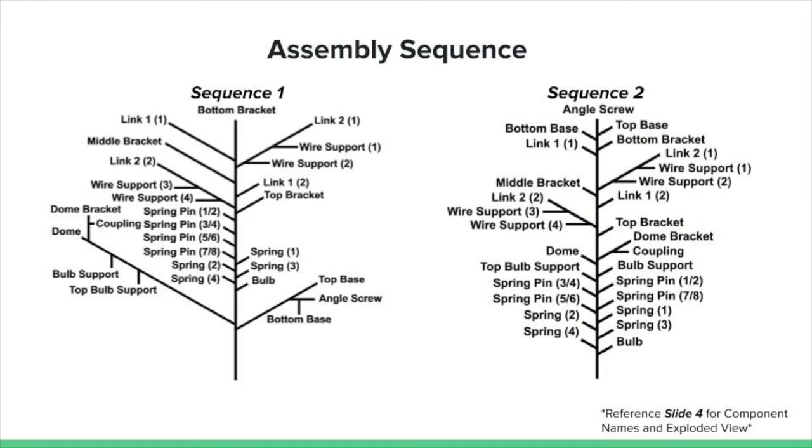We created two assembly sequences for our product. The first, sequence 1, is a very modular sequence. It focuses on the assembly of three main sub-assemblies before their combination very late into the sequence. Sequence 2 is a ground-up assembly sequence, starting from the most basic components and adding on until a finished product is produced.